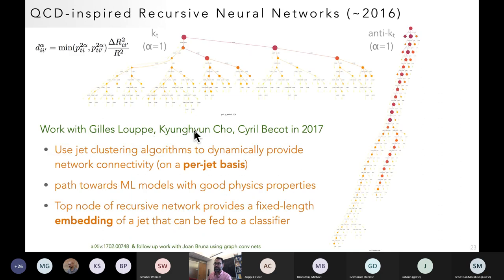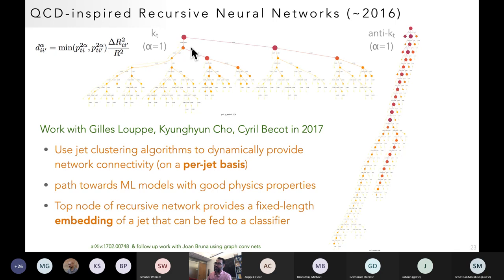I did that together with Gilles Louppe, Kyunghyun Cho, and Cyril Becot in 2016, 2017. What we did is we ran our clustering algorithm, and it would give us a tree. So dynamically, for every point cloud that we see, we run this clustering algorithm, we get a tree, and then we use that with a recurrent architecture, where the same hidden states and nonlinearities would be shared and repeated across the network. That would take several particles and distill them into one hidden state with a fixed length vector, which you could then hand to a classifier or something. This seemed kind of interesting.